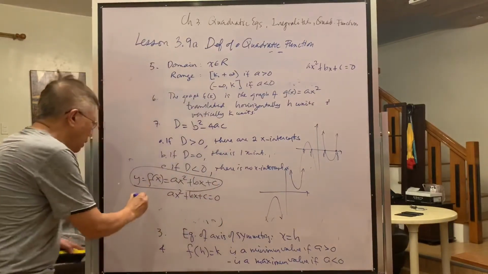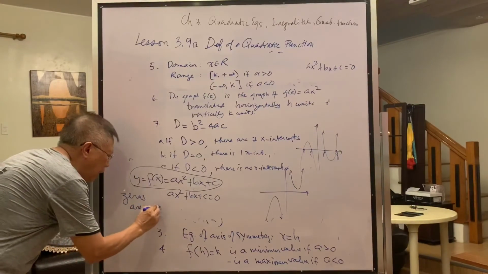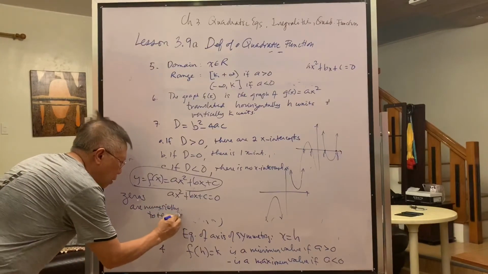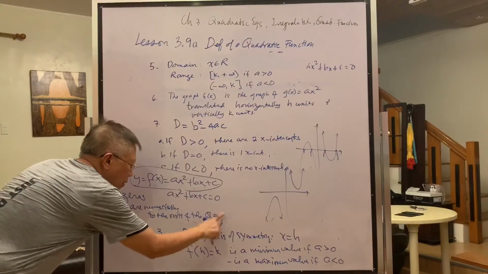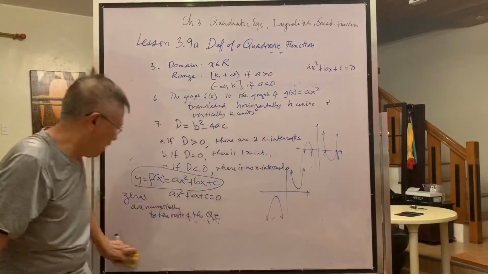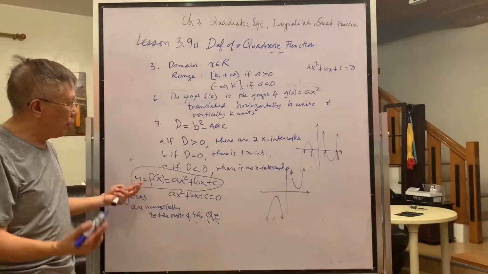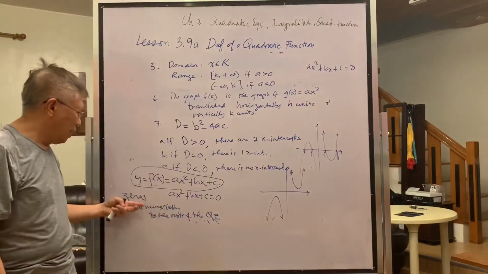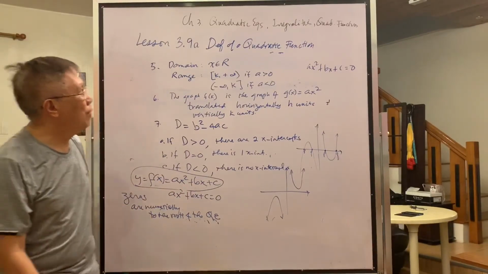Okay, so zeros of the function are numerically equal to the roots of the related quadratic equation. Okay, so we can interchange the zeros and the roots. But for as long as we're dealing with functions, then we call the roots of this quadratic equation the zeros of the quadratic function. So there we have it.